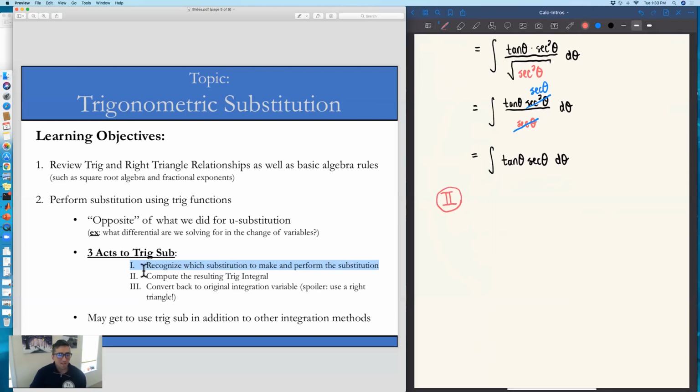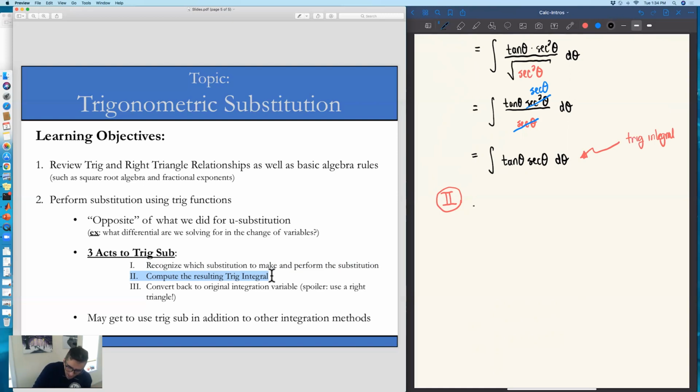And part 2 for us is computing the resulting trig integral. So what we just found was, well, we replaced all the x's with trig functions. So our whole integral now should be in terms of trig functions. And this is sort of where some of these problems get a bit messy. For us, this example is just to show you the different parts of trig sub.